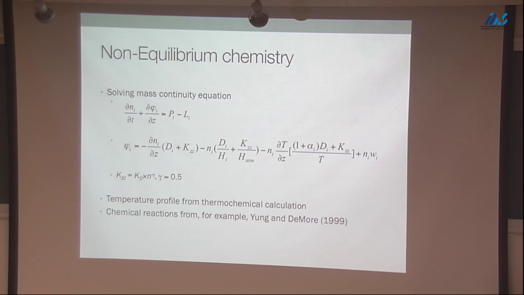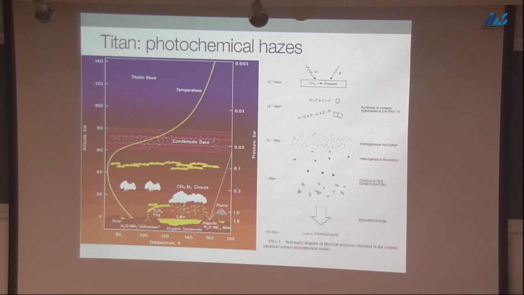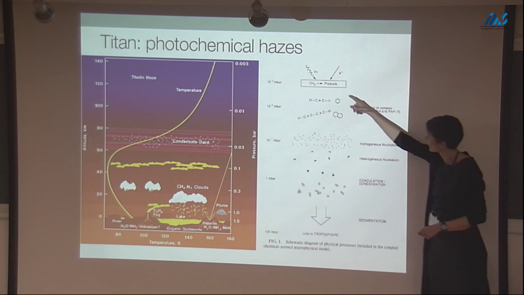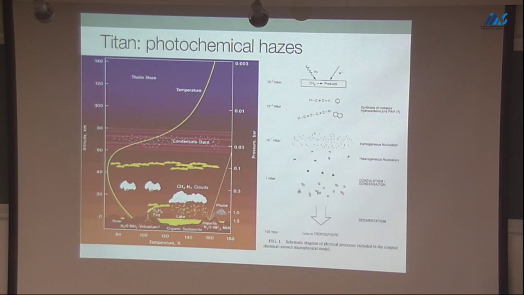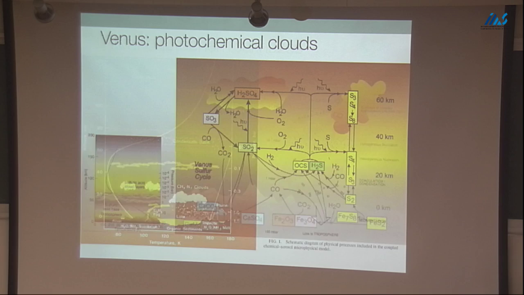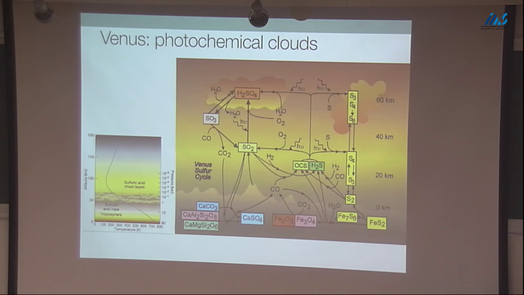So non-equilibrium chemistry becomes certainly very important in the upper part of the atmosphere when it's triggered by photochemistry, and so interaction with the star. And in particular, I'm showing you some examples. On Titan, you have some photochemical hazes which are produced by the photolysis of methane in the upper atmosphere. And the photolysis of methane causes the production of some long chains of higher hydrocarbons and long chains of carbons in the atmosphere. Or even the clouds on Venus are sort of triggered by photochemical reactions. And so clearly these are certainly non-equilibrium chemistry.